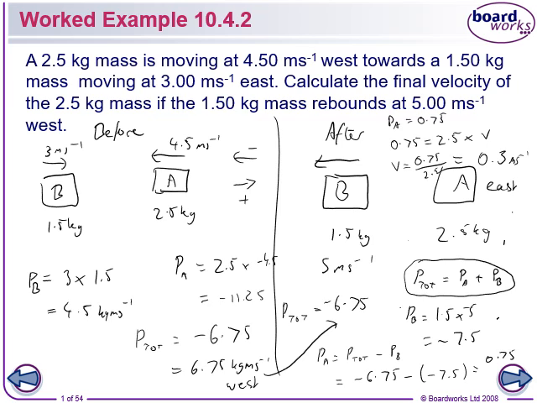Now, this looks like a lot of writing on the board. It looks like a lot of maths. But if you break it down, work out the total initial momentum. That'll give you the total final momentum as well. And then if you've got the total final momentum, you know that everything in that final section must add up to that total. You should be able to work out what's left.